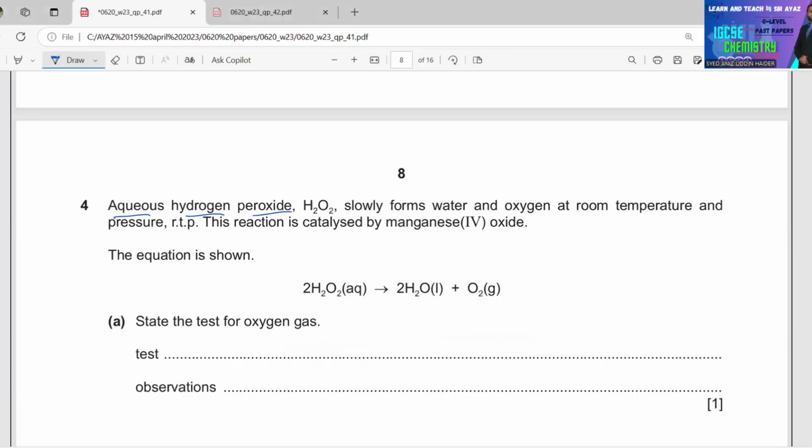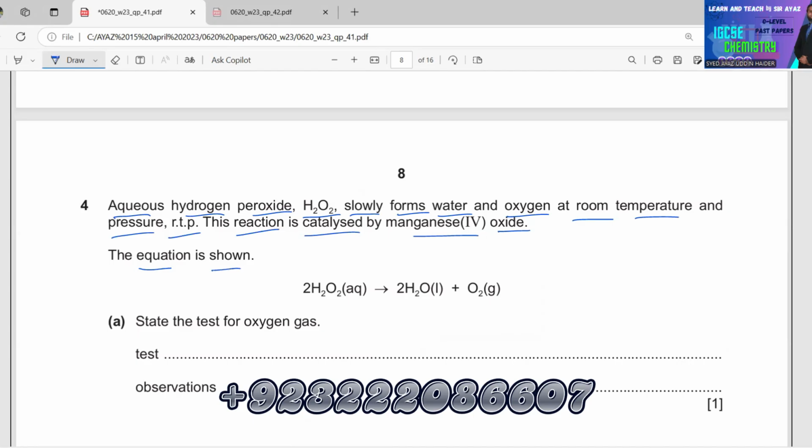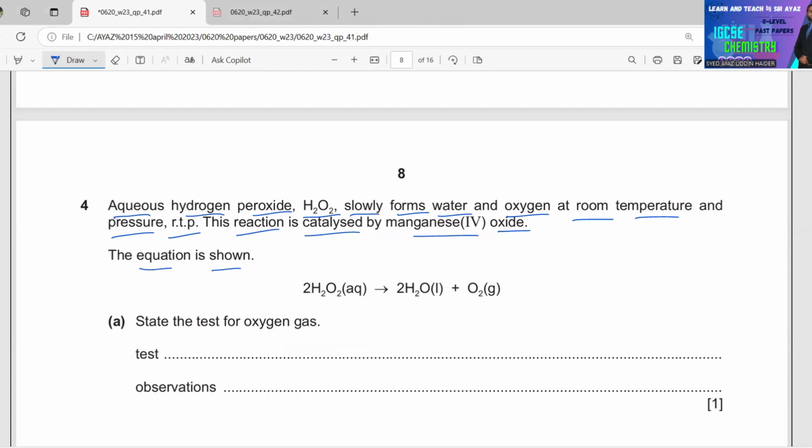Aqueous hydrogen peroxide, H2O2, slowly forms water and oxygen at room temperature and pressure, RTP. This reaction is catalyzed by manganese(IV) oxide. The equation is shown: 2H2O2 aqueous gives 2H2O plus O2. A. State the test for oxygen gas.